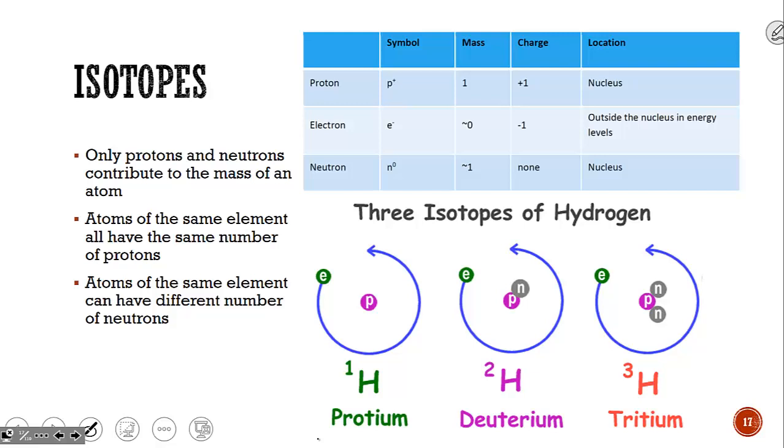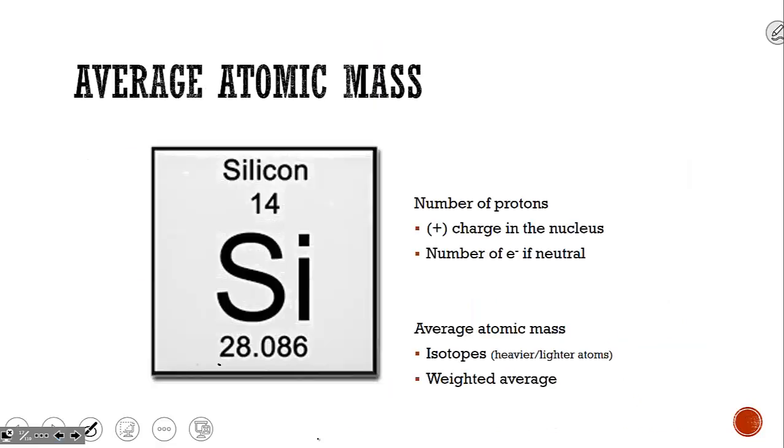Now, if you take a weighted average of all the isotopes of an element, you end up with its average atomic mass. And that is the decimal point number you see on the periodic table. It is a weighted average of all the known isotopes.